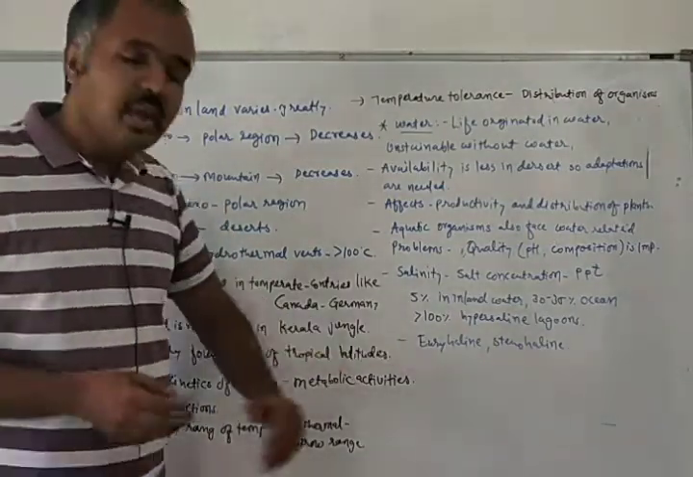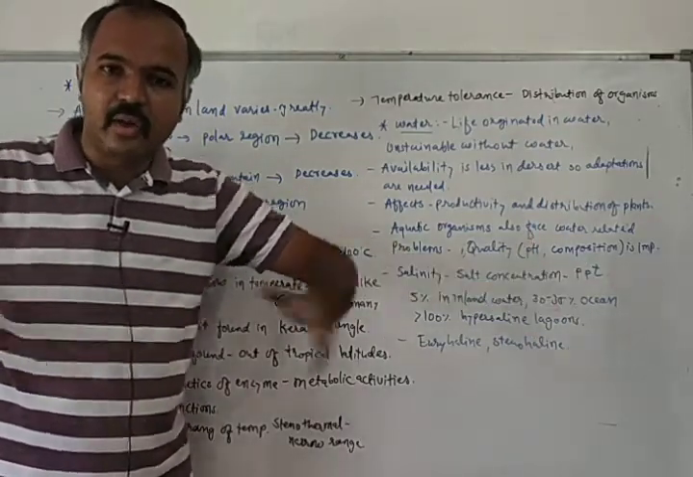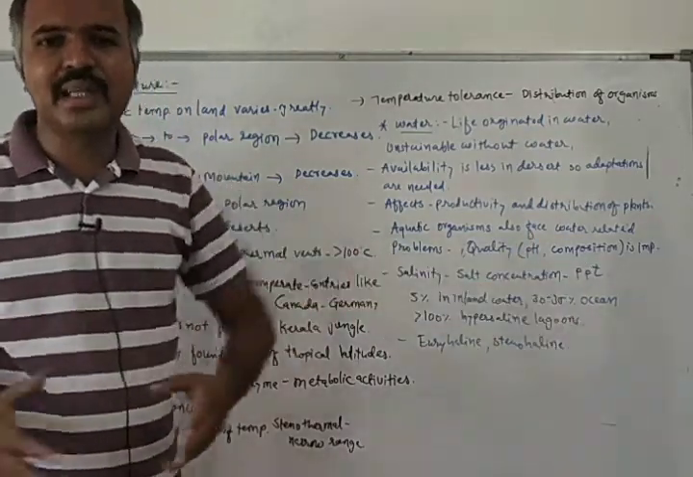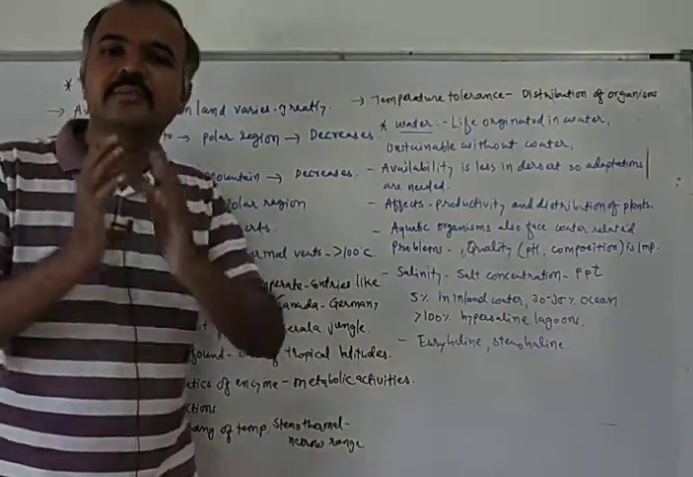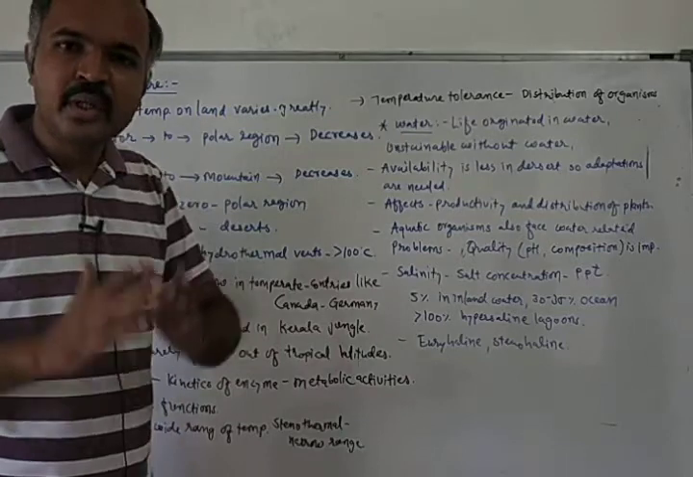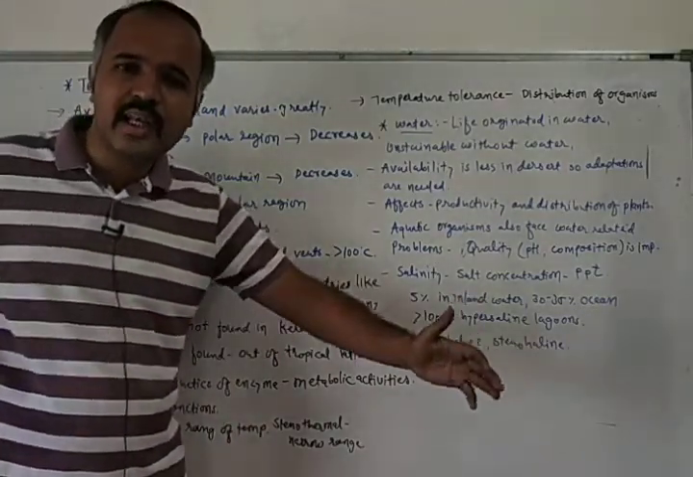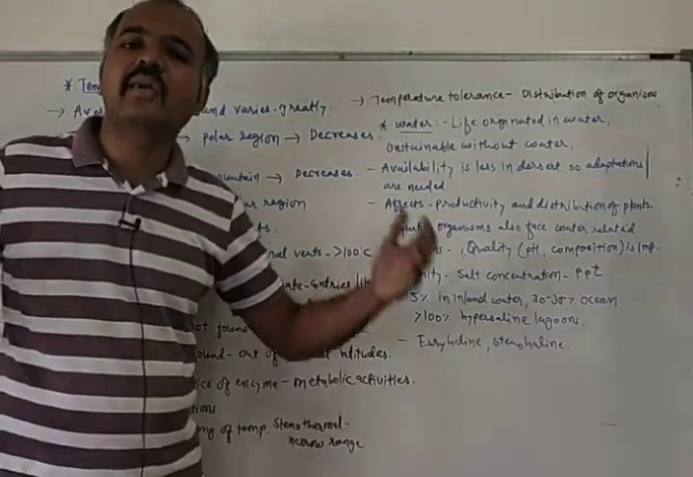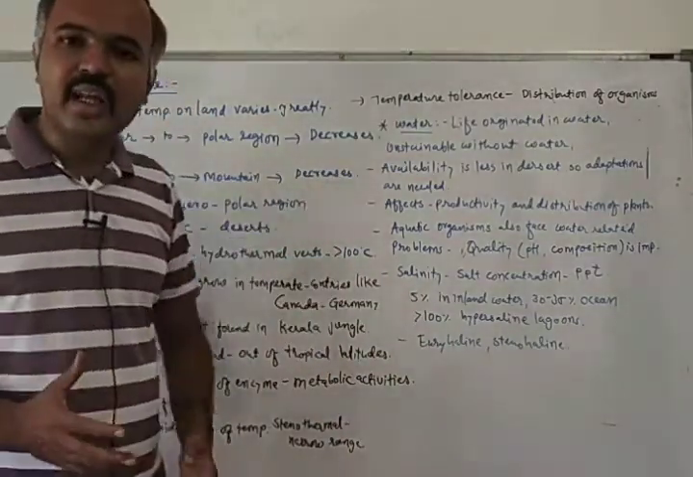Organisms who can tolerate a wide range of salinity are known as euryhaline, and organisms who can tolerate a narrow range of salinity are known as stenohaline. So let's talk about water again.